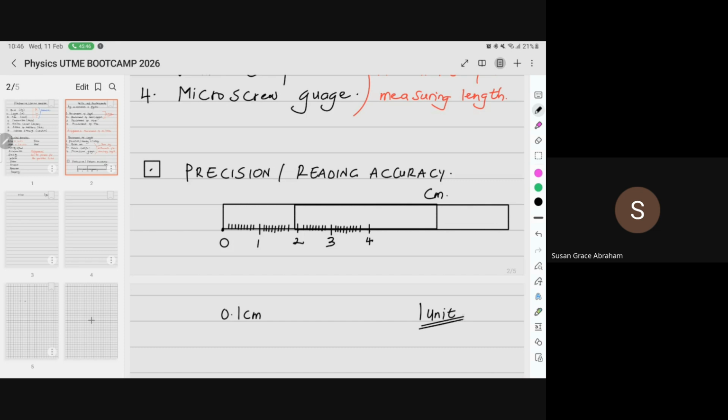Can you see my screen now, Emmanuel? Confirm you can see the screen now.